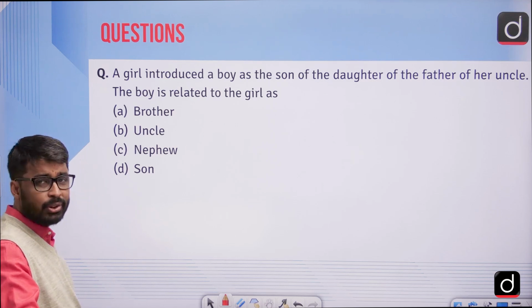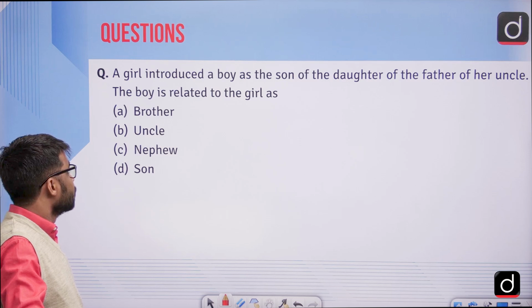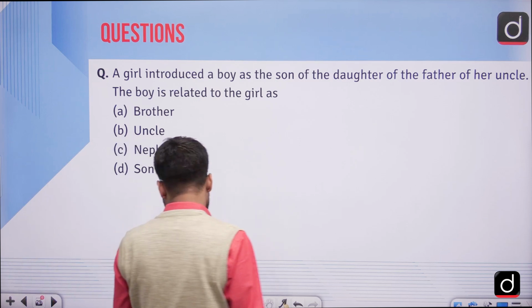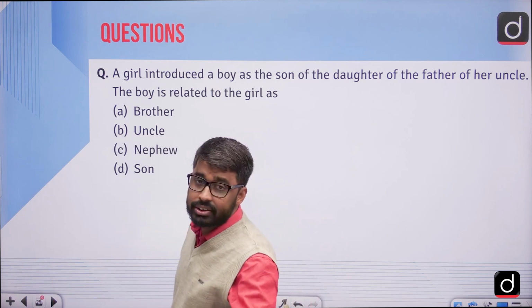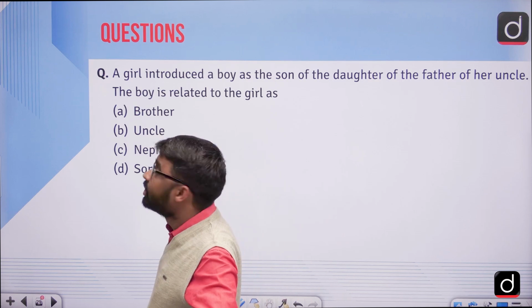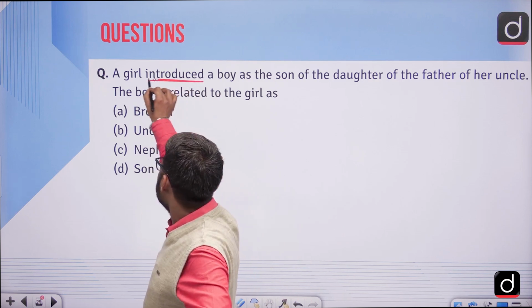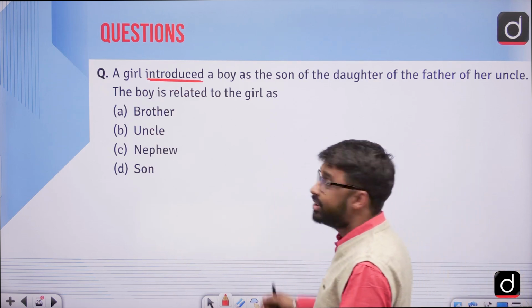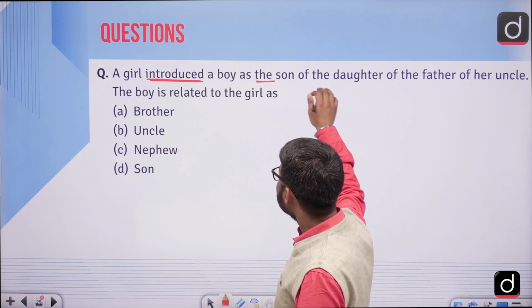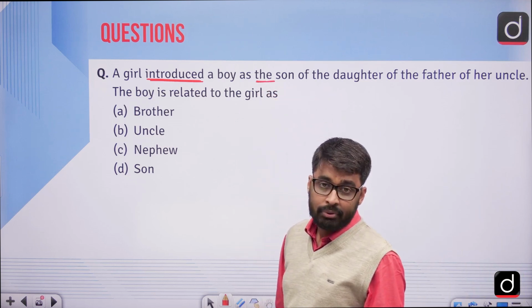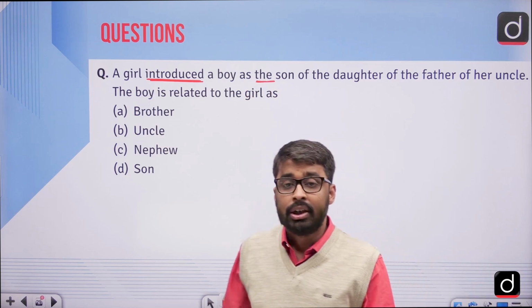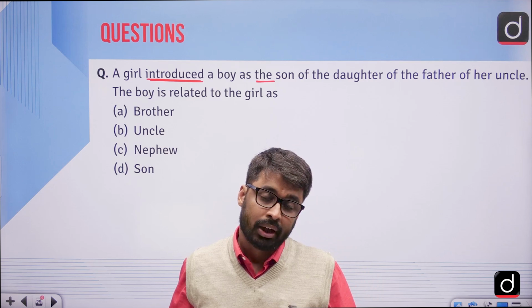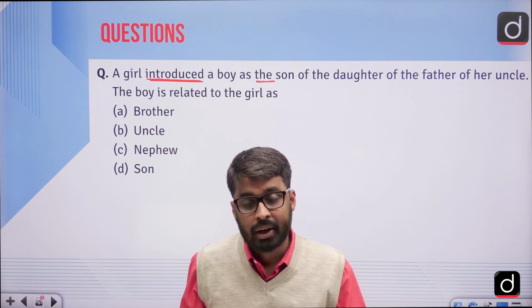Now this is a type 1 question, or I would say this is an indirect relation question, right? Because as I told you in the class itself, if an indirect relation question is going to be asked, the question is always going to start with the keyword introducing or pointing. Here, a girl introduced a boy as the. Now see, my relation starts with the keyword the. When I was teaching you the concept, I told you clearly that if your relation starts with the he or she keyword, how you should draw your generation chart, your family tree.